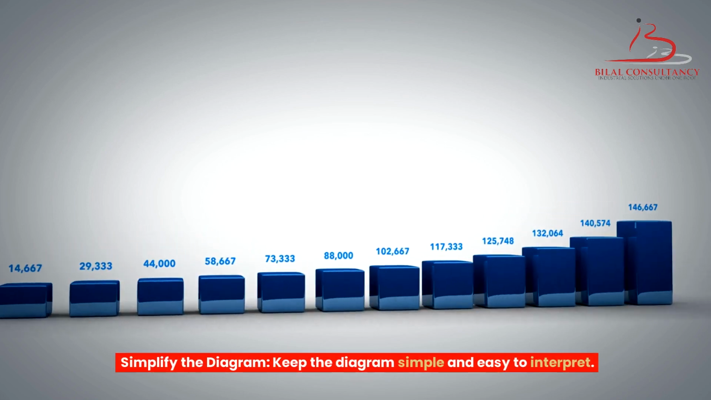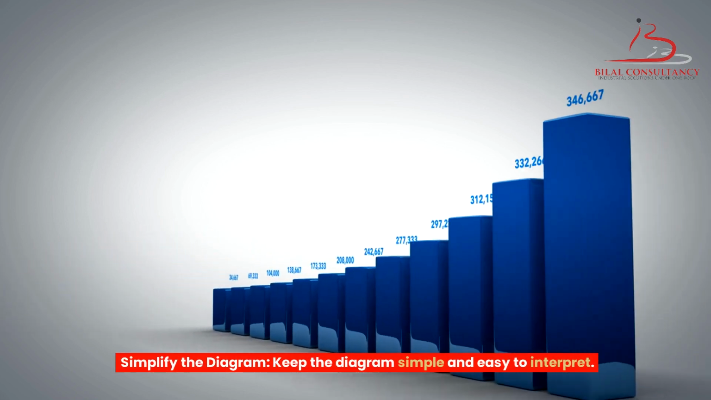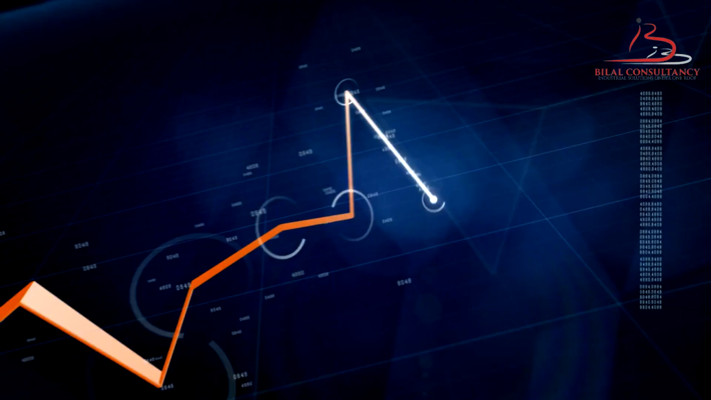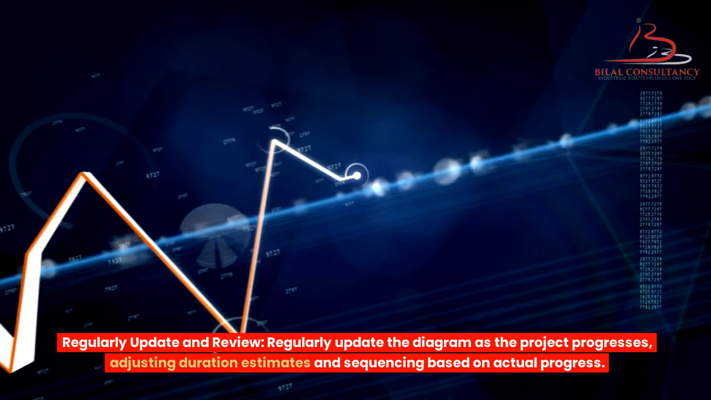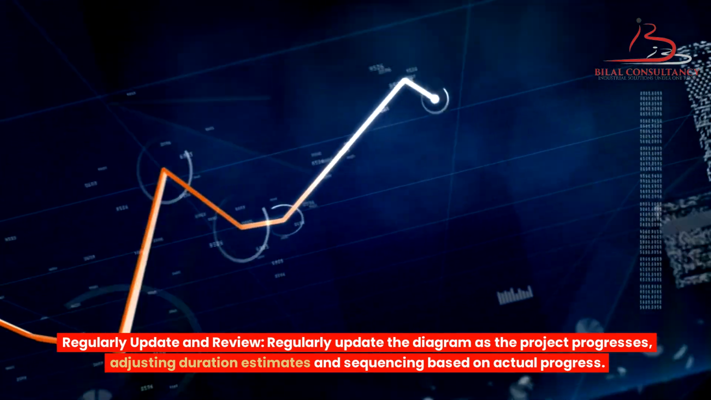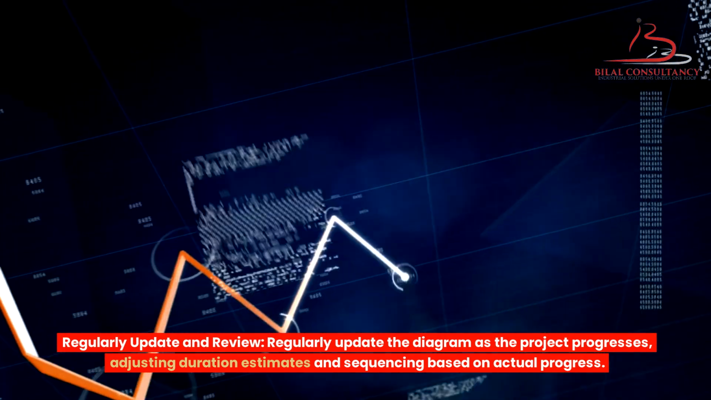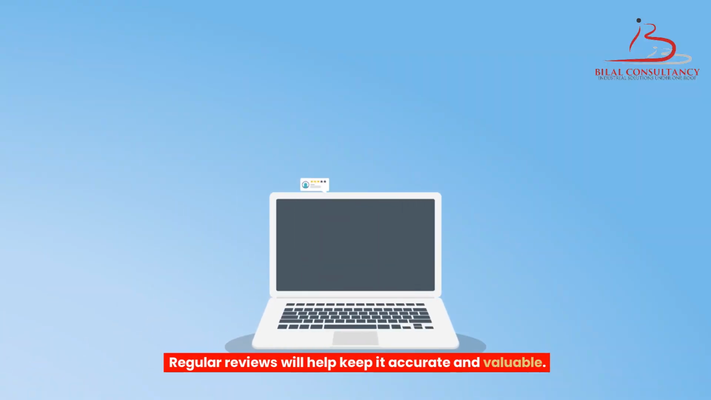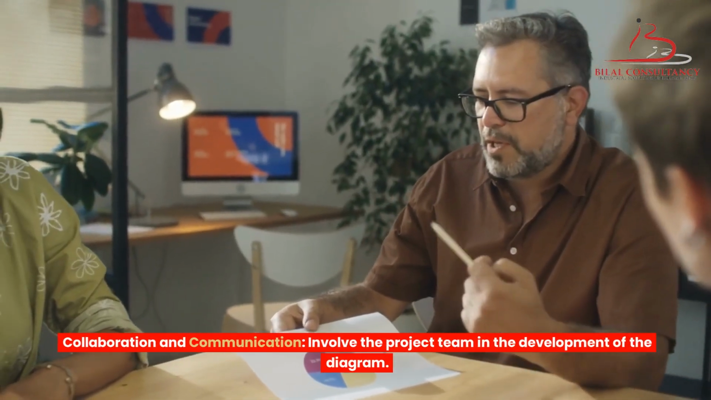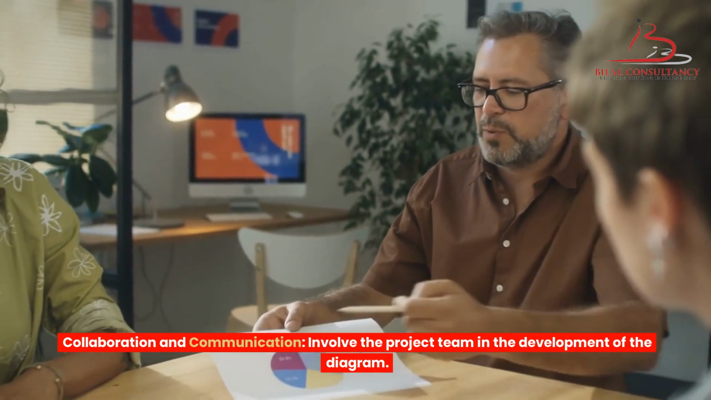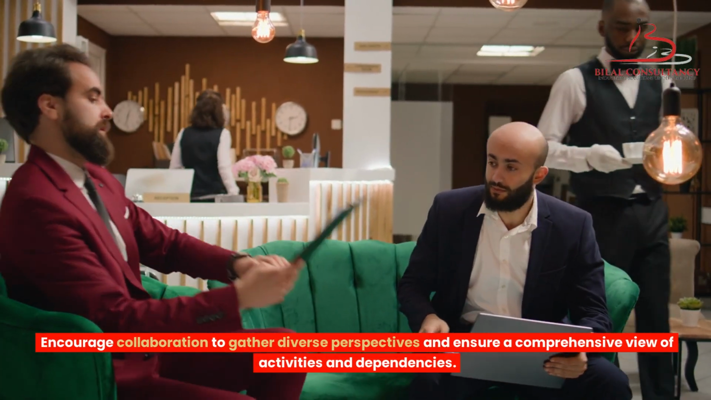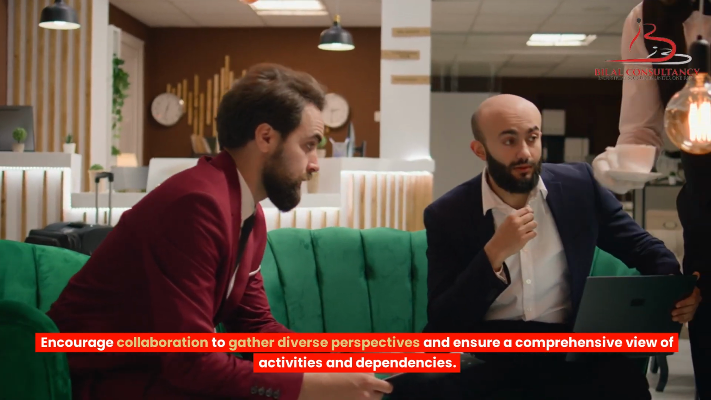Simplify the diagram. Keep the diagram simple and easy to interpret. Too much complexity can hinder understanding and usability. Regularly update and review. Regularly update the diagram as the project progresses, adjusting duration estimates and sequencing based on actual progress. Regular reviews will help keep it accurate and valuable. Collaboration and communication. Involve the project team in the development of the diagram. Encourage collaboration to gather diverse perspectives and ensure a comprehensive view of activities and dependencies.